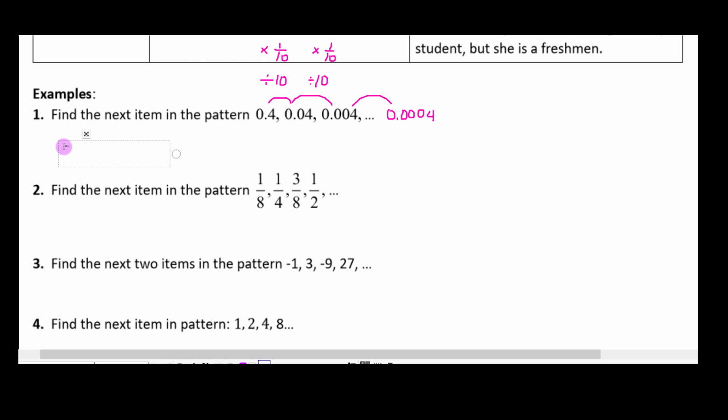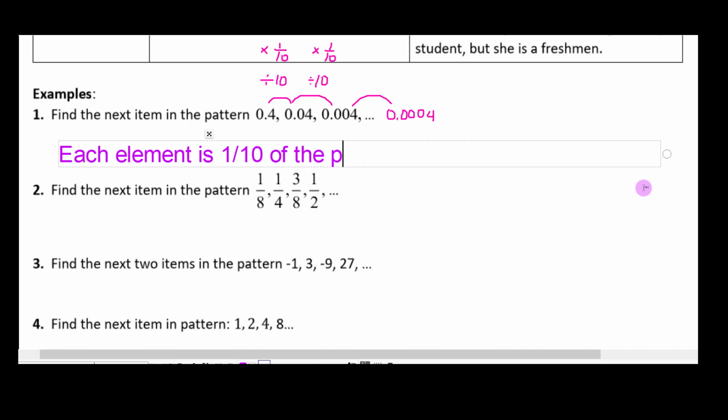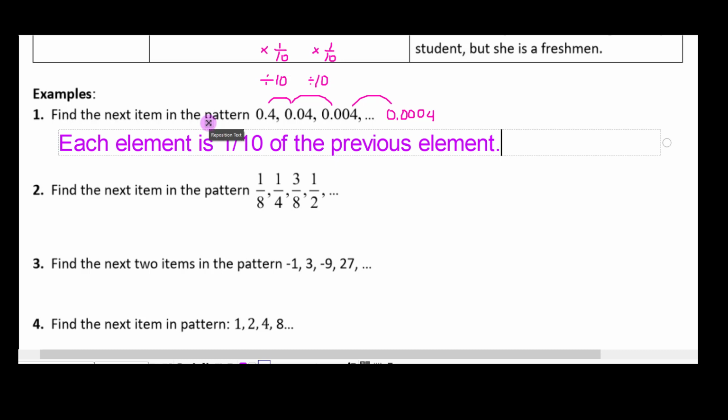Okay, so now we're going to write a conjecture based on this pattern that we determined. So we can say each element is 1/10 of the previous element. You can call it element, you can call it number, whatever you feel more comfortable. You could also say each element is the previous element divided by 10. That could be another way of stating the conjecture. So each conjecture that a student finds could be different than the next student. All right, very good. So let's go on to the next problem.